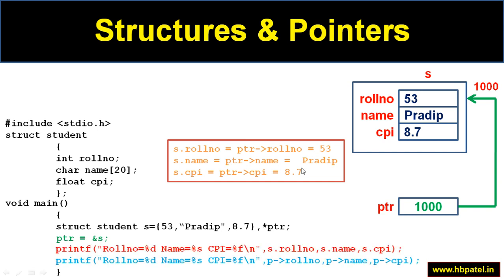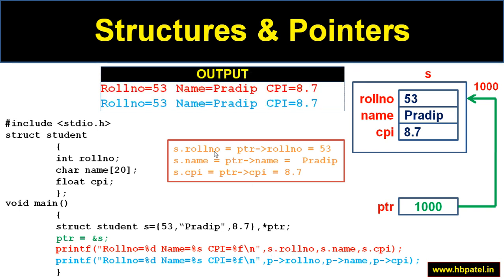Now if I print these 3 variables using dot convention, S dot roll number, S dot name and S dot CPI, what I am going to get is 53, Pradeep and 8.7. And if I print them again, but now using pointer, so PTR, in fact this should be PTR not P because we have used this as PTR. So PTR arrow roll number is 53, PTR arrow name is Pradeep and PTR arrow CPI is 8.7.